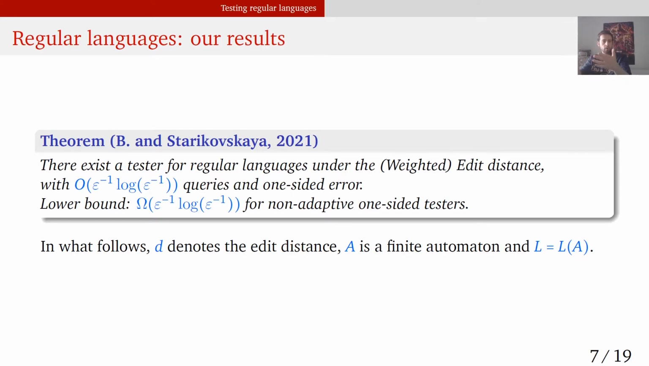So now I'm going to go back to the regular languages and give you more detail about our result, which is the following. There exists a property tester for regular languages under the weighted edit distance that makes 1/epsilon times log of 1/epsilon queries and has one-sided error. And we also prove matching lower bounds for non-adaptive one-sided testers. I'm going to give you the proof in the case of the usual edit distance, not weighted, and I will let d denote this distance. And in what follows, A is a finite automaton and L is the language that it recognizes.